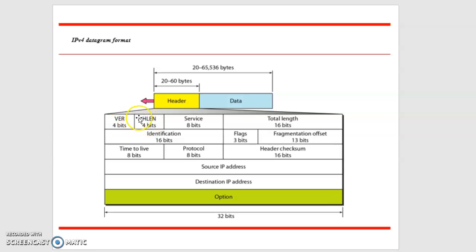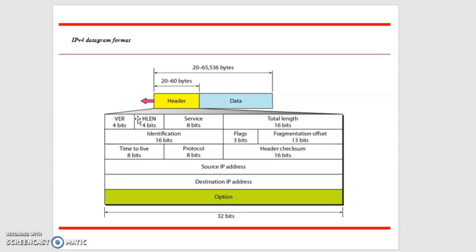The second field is header length. Header length tells what the total length of this header is. It is from 20 to 60 bytes. It defines the length of the header in multiples of 4 bytes. The field is 4 bits, which means when we write it in decimal, you can uniquely identify 0 to 15 decimal values.